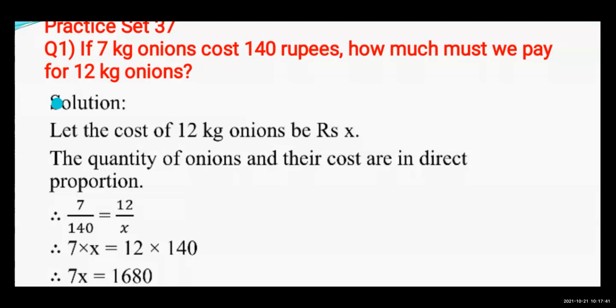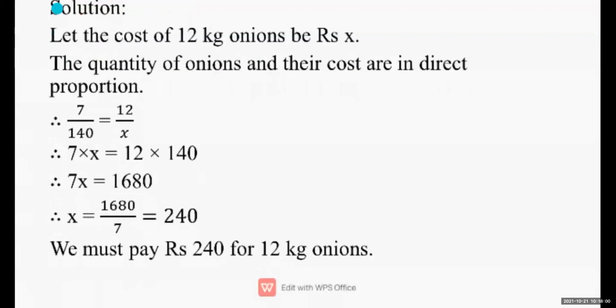So here first we are going to write it down. Cost of 12 kg onion be rupees x. Then the quantity of onion and their cost are in direct proportion. Now we are going to write out the ratio. How do we write the ratio now? Just wait a minute. Okay. Now what does it say?